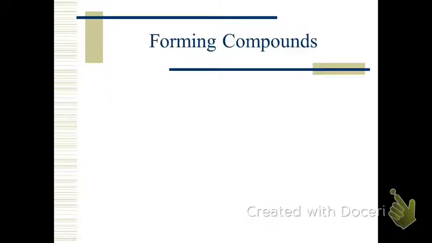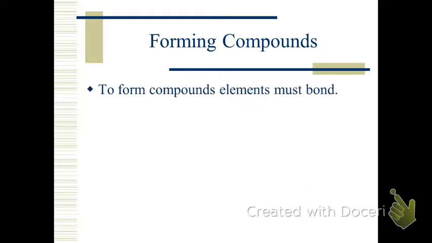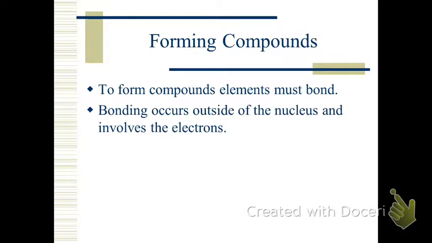So we take all of these things and they actually do form compounds. They go together. So let's figure out how. To form compounds, we know that elements have to bond. Makes sense. Bonding occurs outside of the nucleus and involves the electrons. And we'll learn more about this later on, but it could either involve a sharing of electrons or a transfer of electrons, but some kind of electron business out there.